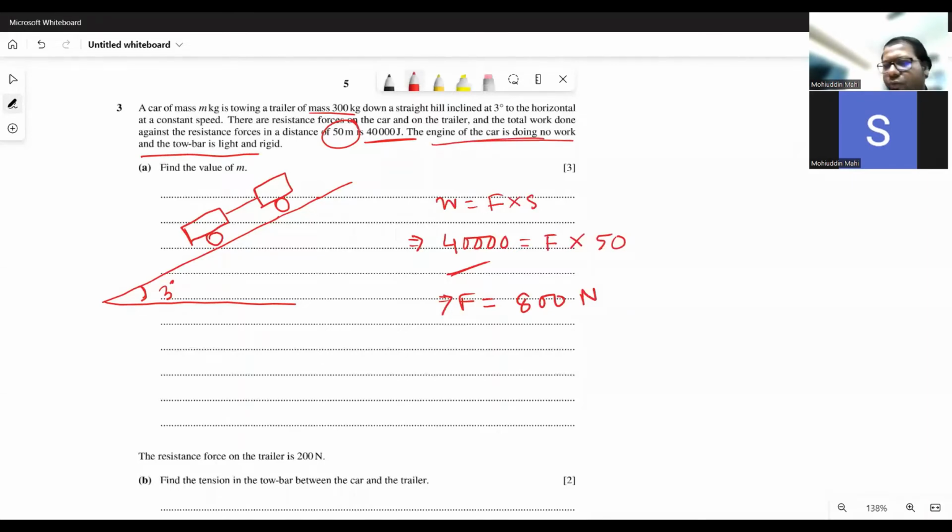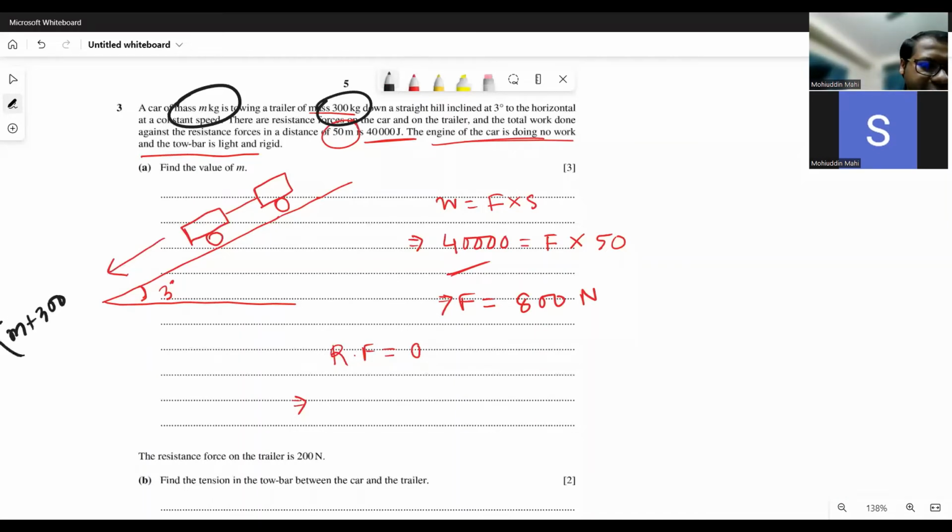We have got the resistive forces, and the engine is not doing any kind of work. So an object is moving with a constant velocity, which means the resultant force is going to be 0. The resultant force on the car and the trailer is 0. So the downward force component of weight, which is mg sine theta, not mg actually, because the total mass of the car and the trailer is m plus 300. So (m plus 300) g sine theta, or g sine 3 degree.